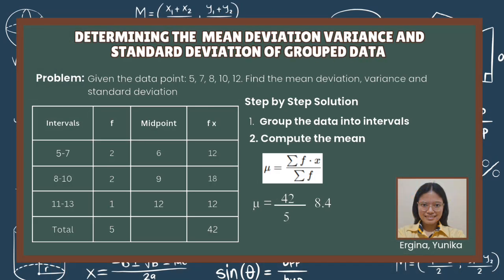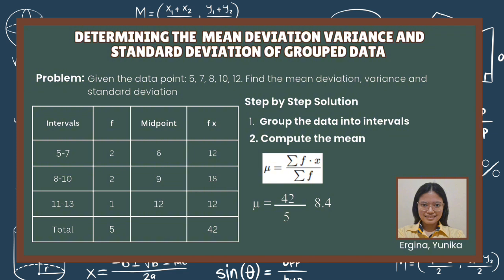Determining the mean deviation, variance, and standard deviation of grouped data. For this example, we are going to use the problem: given the data points 5, 7, 8, 10, and 12, find the mean deviation, variance, and standard deviation. The first step is to group the data into intervals and compute their frequency, midpoint, and frequency times midpoint.